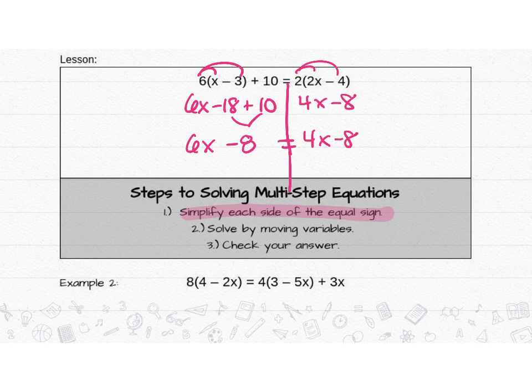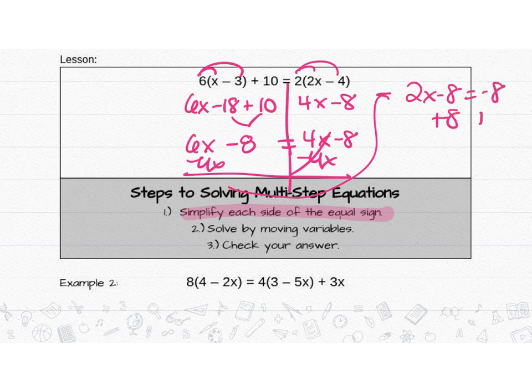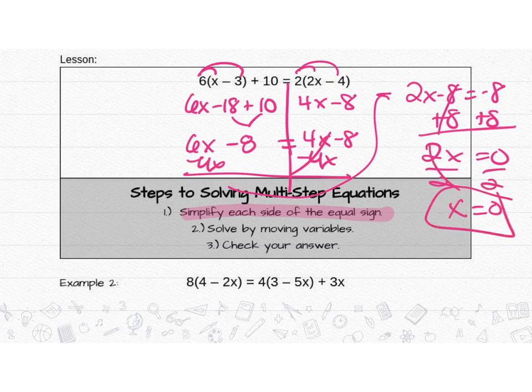Oh yeah, this is the weird one. Alright, so then I'm not going to do that yet. I'm going to subtract 4x, we get, this is going up here, 2x minus 8 is equal to negative 8, plus 8 plus 8, 2x is equal to 0, divide 0 by 2, x is equal to 0.